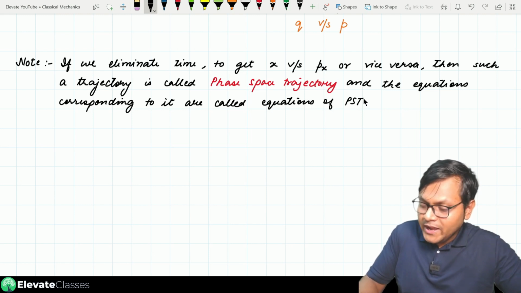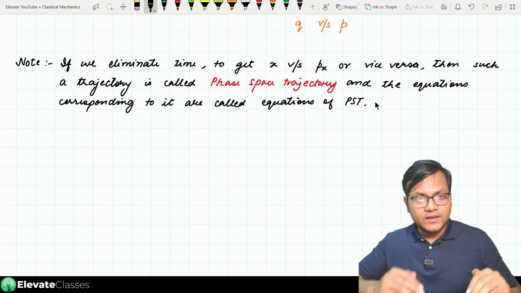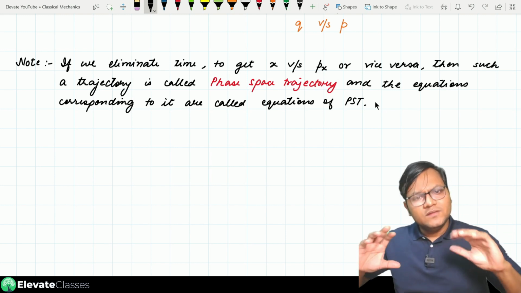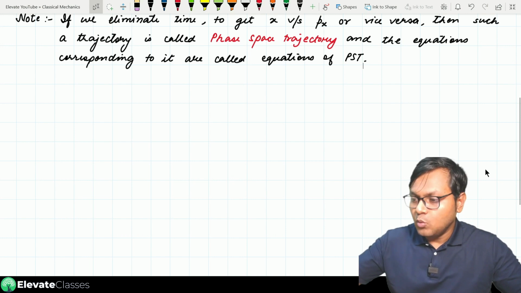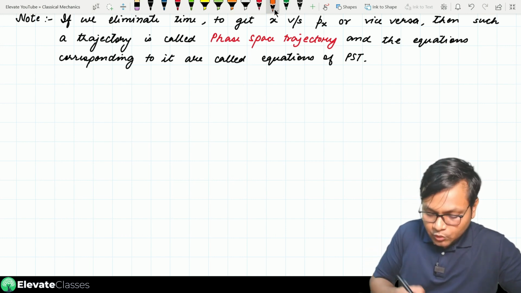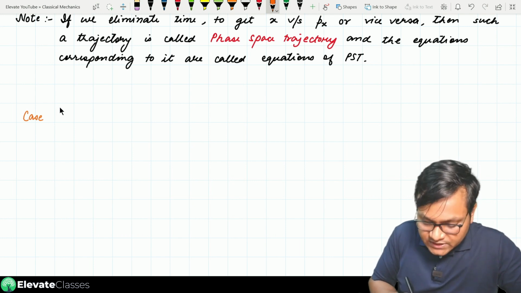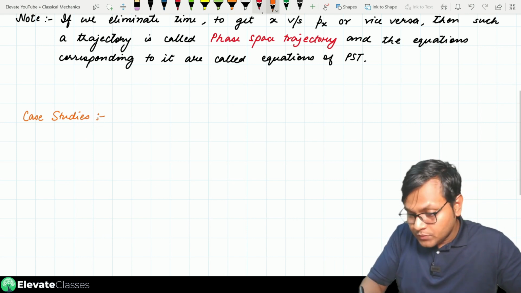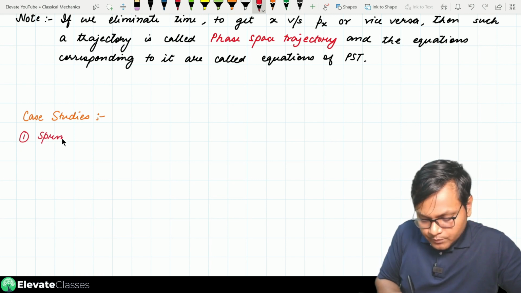All right, let's go ahead into some standard systems. When I explain the systems in detail one by one, we look at the motion and the corresponding phase space diagram. Then you will automatically develop clarity regarding what's going on. If you still have any confusion, you will feel much clearer as we discuss these cases. So case studies. Okay, we are going to do 4 case studies today. The first case study is the spring mass system.